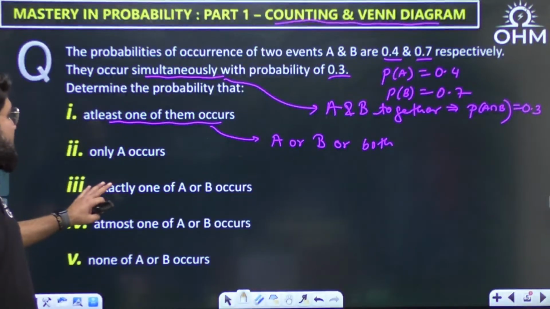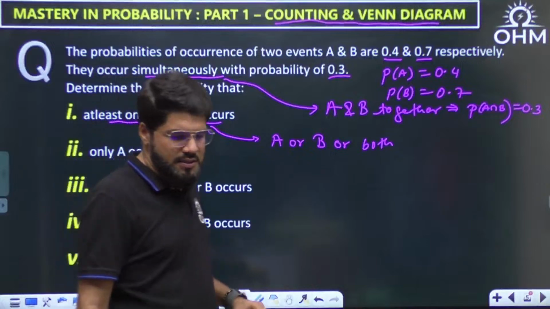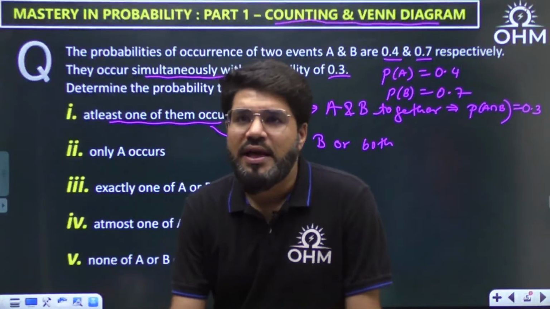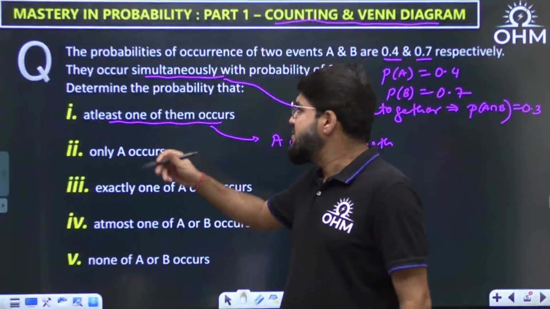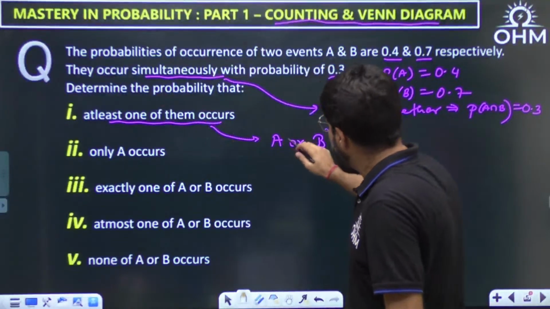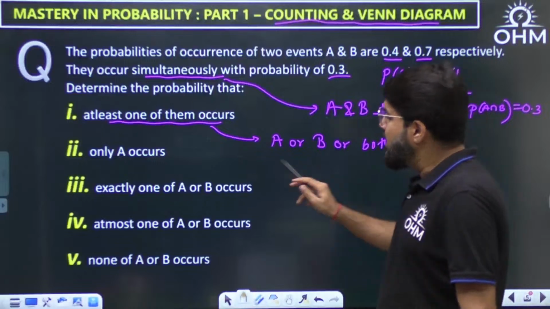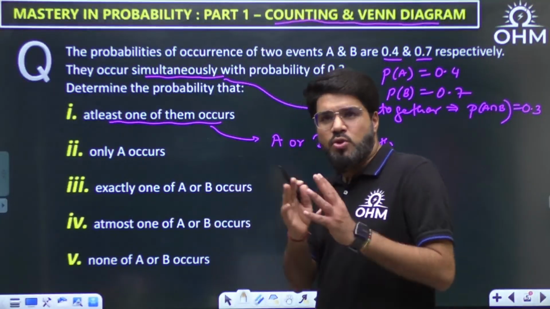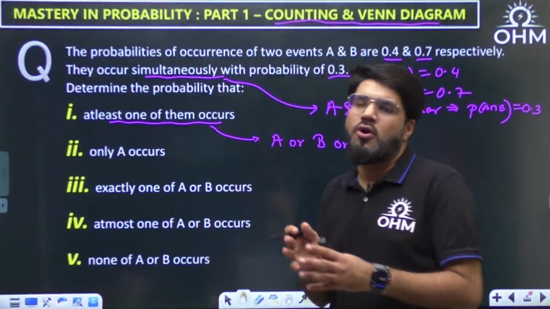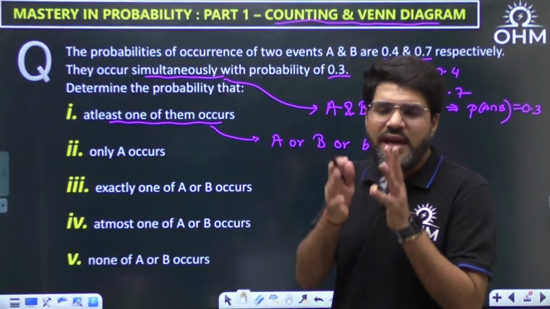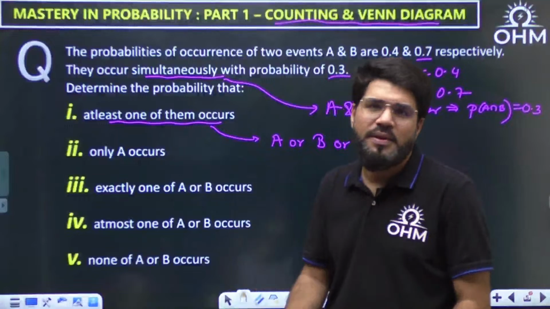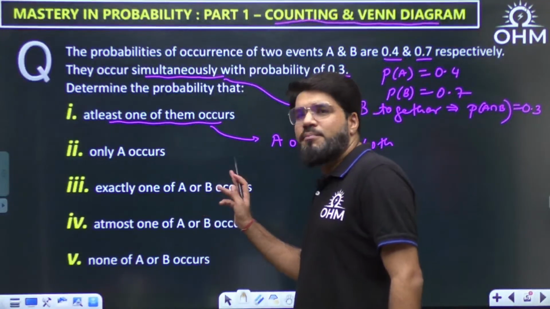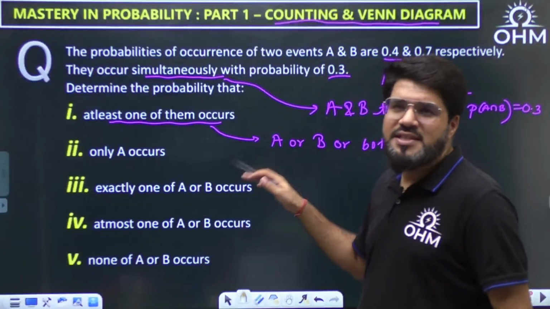Now, third case, exactly one of A or B occurs. Exactly one, not more than one this time. When I said at least one of them occurs, it meant A or B or both. But here, if A occurs, B should not occur, that means only A. Or if B occurs, A should not occur, that means only B. So A is there or B is there, both cannot be there.